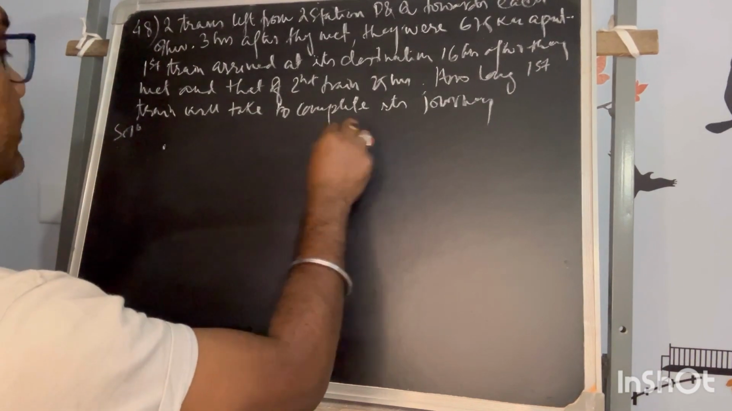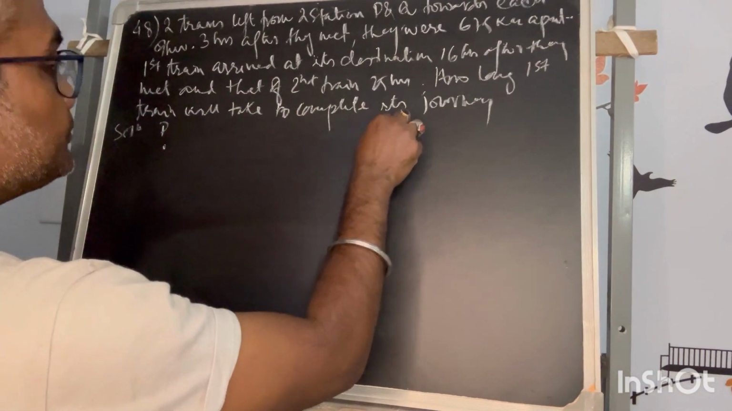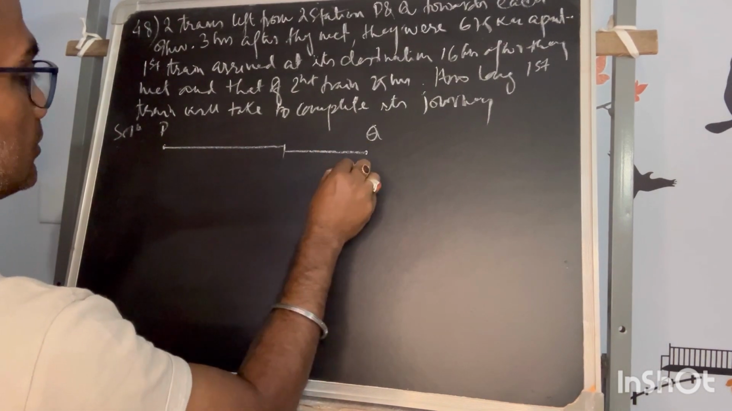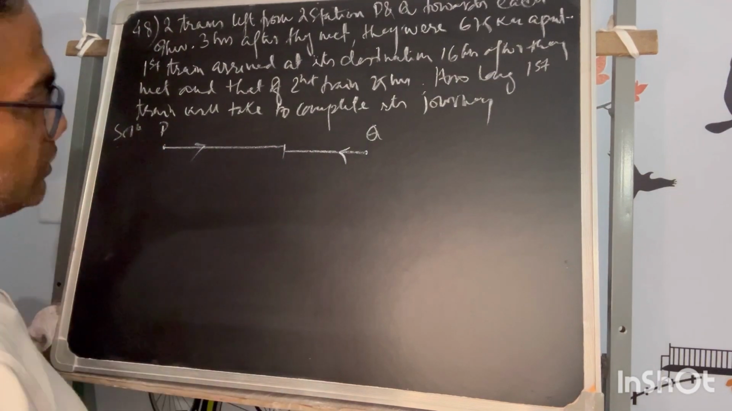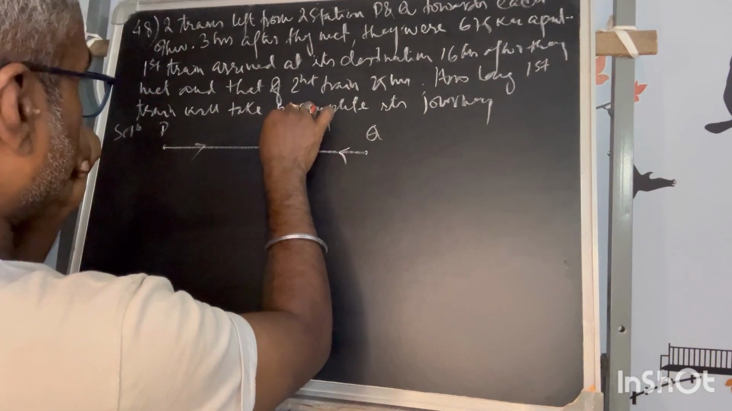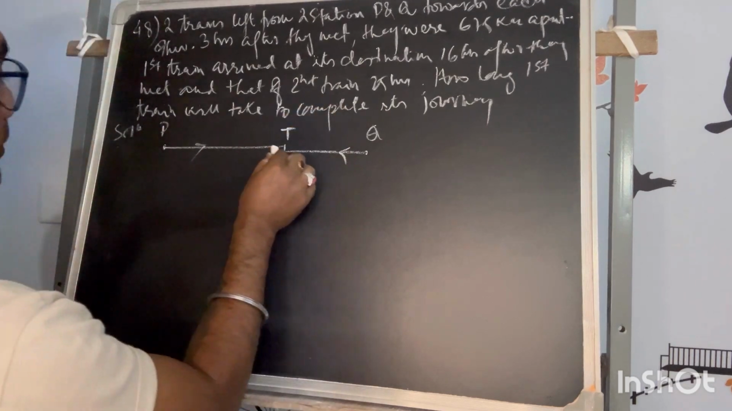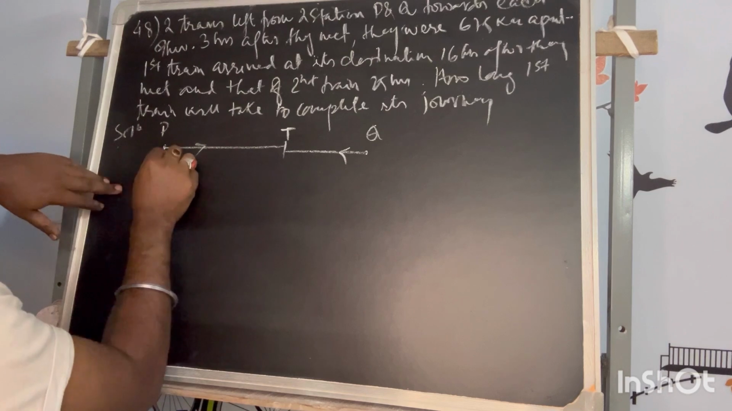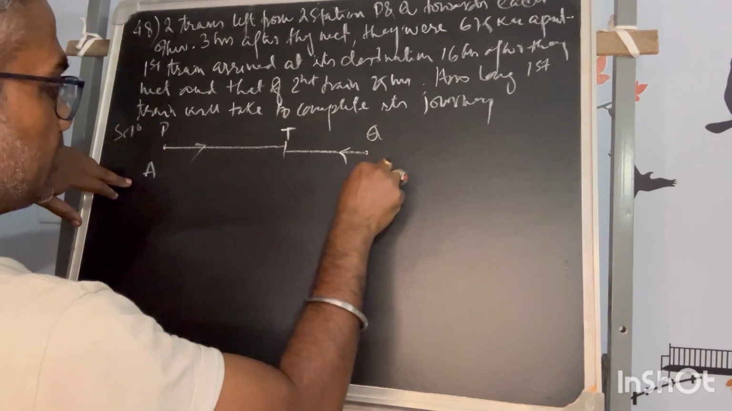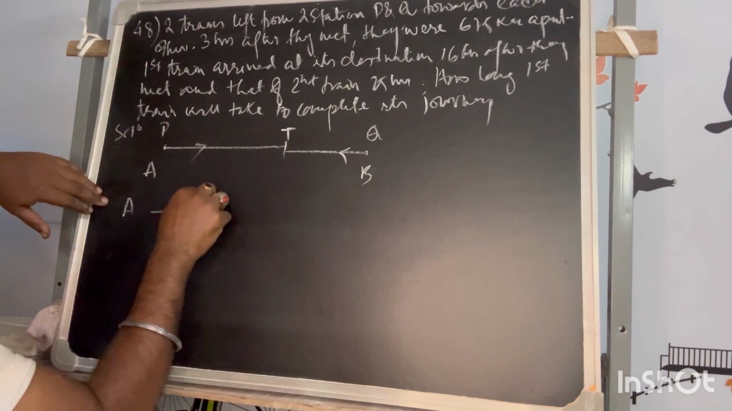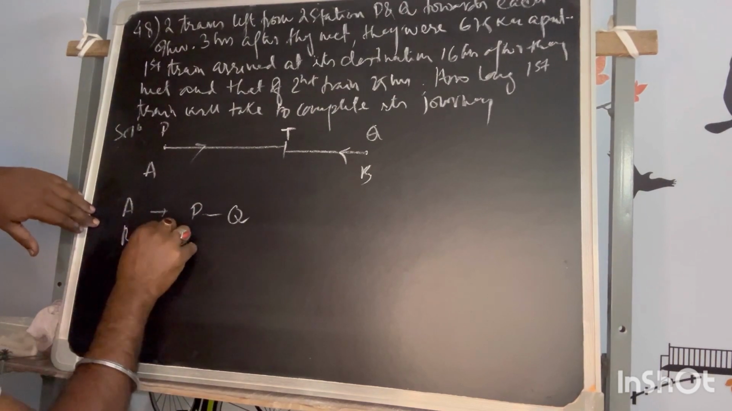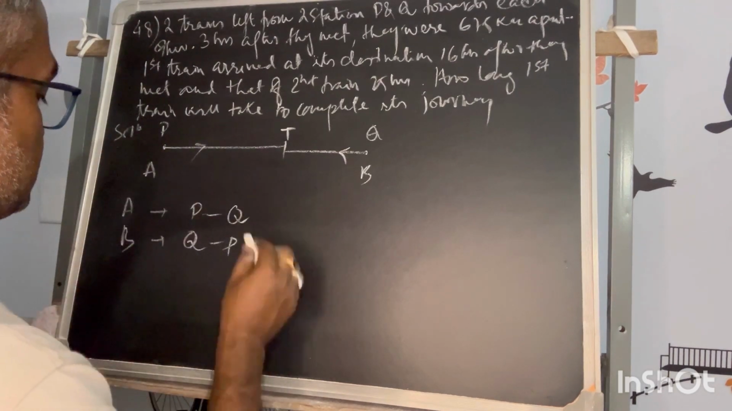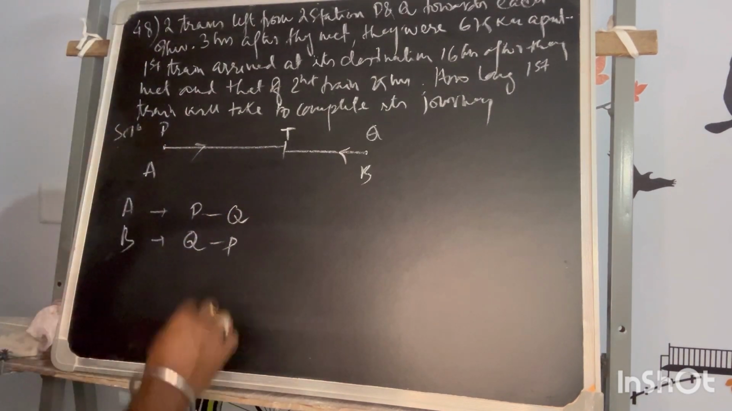There are two stations P and Q. At some point of time after their start, they are moving towards each other. At point, let's say T, they are meeting. Then after that they again move in opposite directions towards their destinations. If A starts here and B starts here, A will move from P to Q and B will move from Q to P. In between they will meet, and then they move towards their destinations.